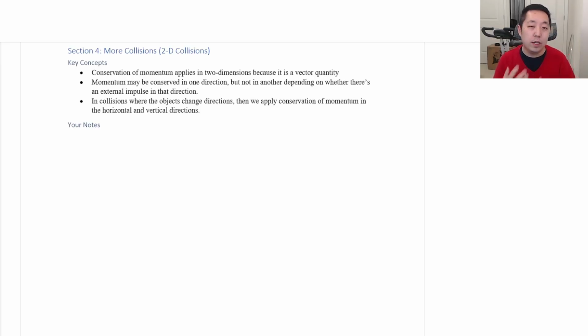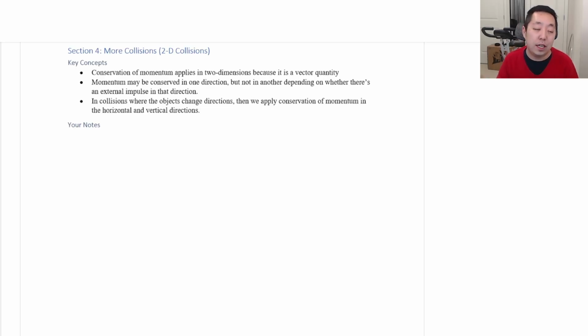Okay, now you do want to think about the conservation separately in each direction. That means there could be a vertical impulse, there could be a horizontal impulse, and it may be conserved in one sense. If there's no horizontal impulse, for example, it may be conserved horizontally, or it may be conserved vertically if there's no vertical impulse, or it may be conserved in both directions or neither direction, right?